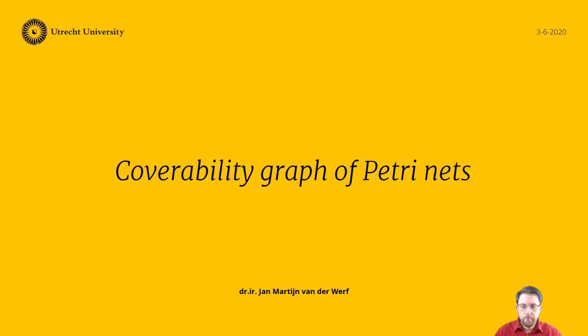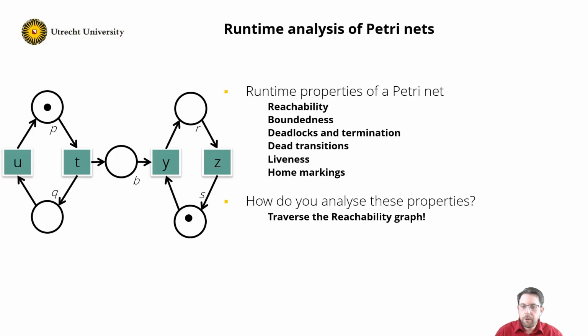In this clip, we will look into the analysis of Petri nets that have an infinite reachability graph. Remember that we have many runtime properties that we want to analyze on a marked Petri net, such as reachability, boundedness, deadlocks, dead and live transitions, and home markings. Each of these properties requires the analysis of the reachability graph of the Petri net. But how do you do this if the reachability graph is infinite, like the Petri net on this slide?